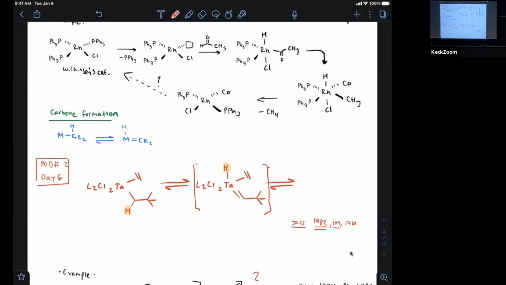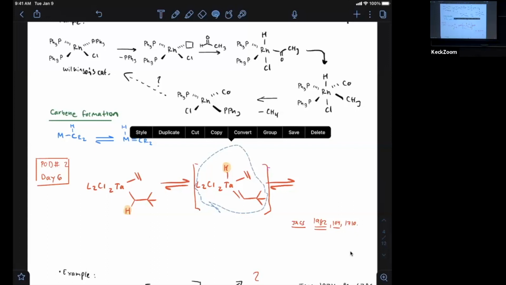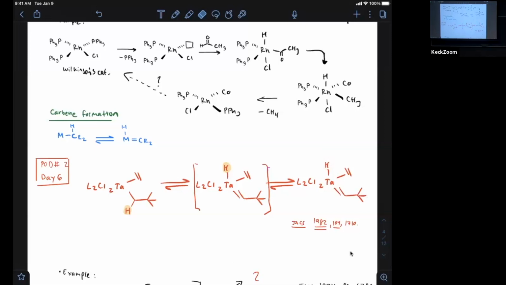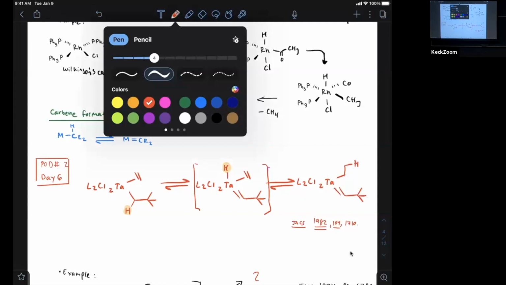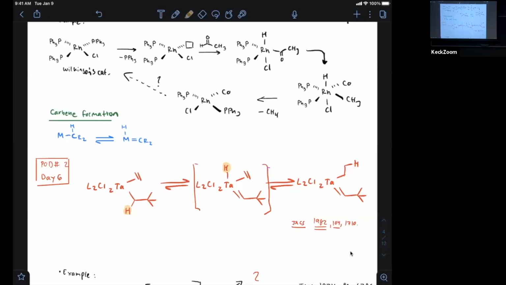And then give me one more step here. Now you have a hydride tethered to an olefin. Beautiful. So the end product is what? Ethyl tantalum alkylate. And that process, as the problem states, is reversible.